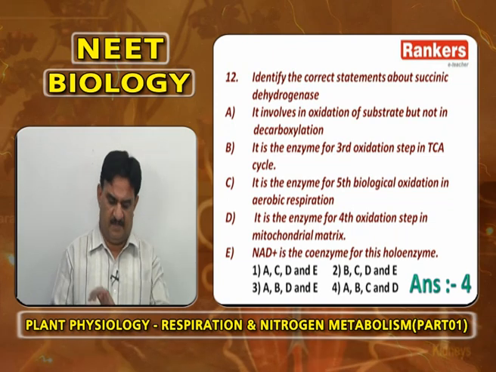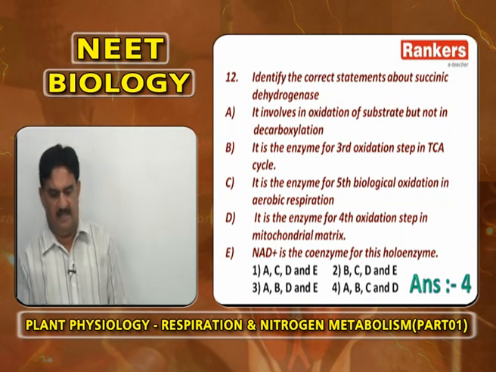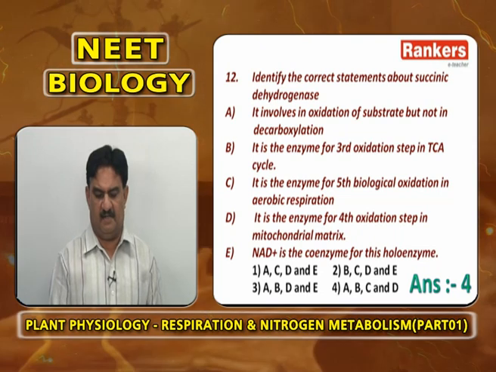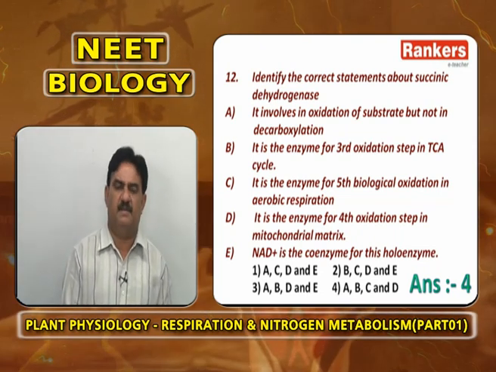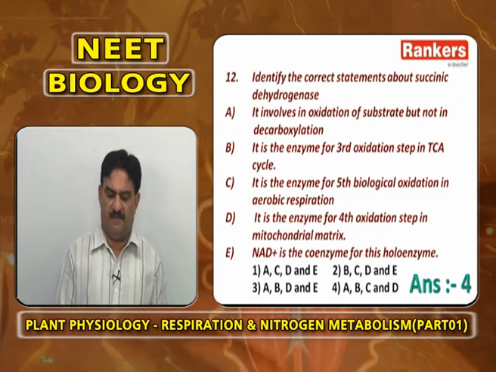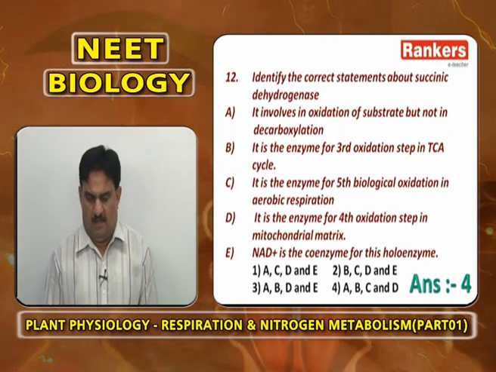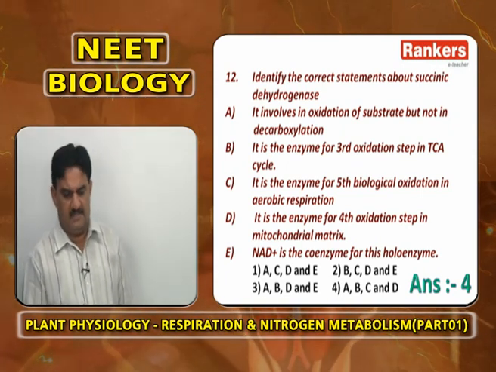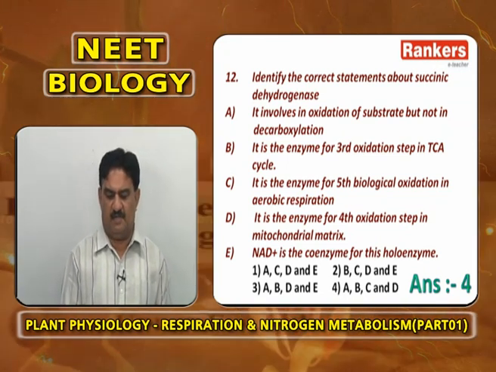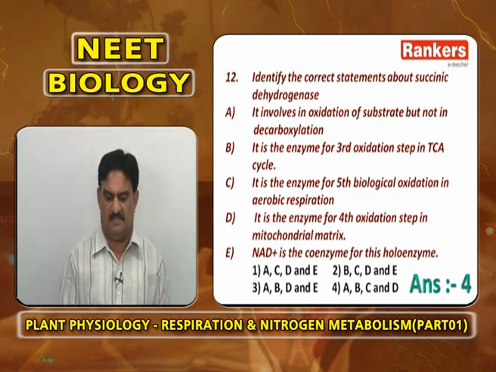So, identify the correct statements about the succinic dehydrogenase enzyme regarding the Krebs cycle. It is involved in oxidation of the substrate but not in decarboxylation, correct. It is the enzyme of the third oxidation step in the tricarboxylic acid cycle, starting from pyruvic acid, correct. It is the enzyme of the fifth biological oxidation starting from glucose in the cytosol, in aerobic respiration. It is the enzyme of the fourth oxidation step in the mitochondrial matrix. Definitely, starting from pyruvic acid, it will be the fourth oxidation step.